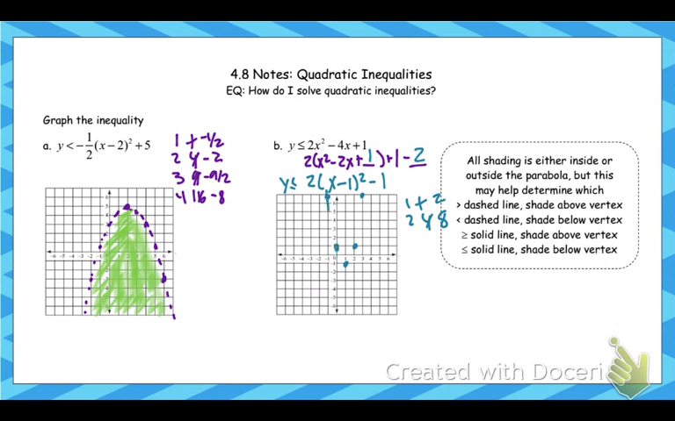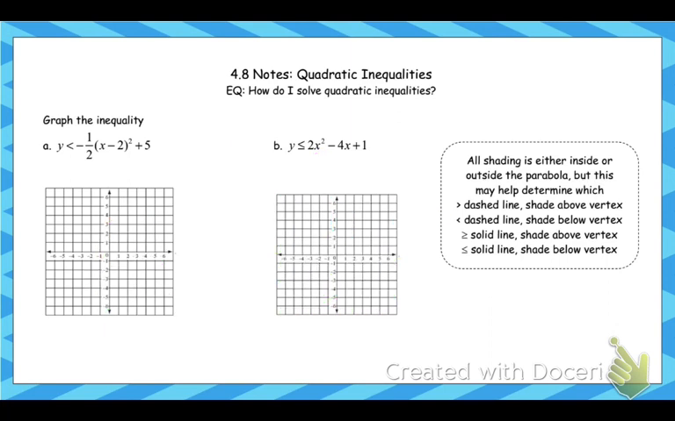This one is a solid line because it's or equal to. And since we're dealing with less than, we're going to shade below the vertex. This time below the vertex is outside the parabola. So again, we're not just shading what's below the vertex. Because below the vertex is outside, we're shading everything outside the parabola. And that's my graph.